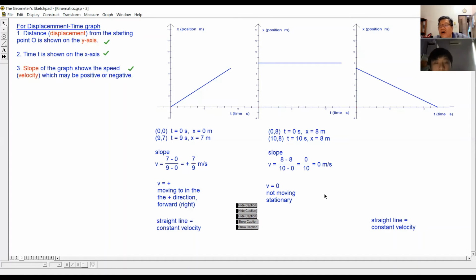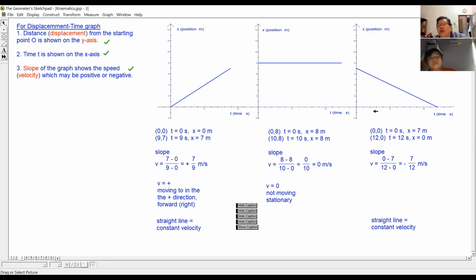Any questions so far? So to summarize what we have done so far: slope means velocity. Straight line means constant velocity. Horizontal line means not moving. Okay, now we look at the last example here.